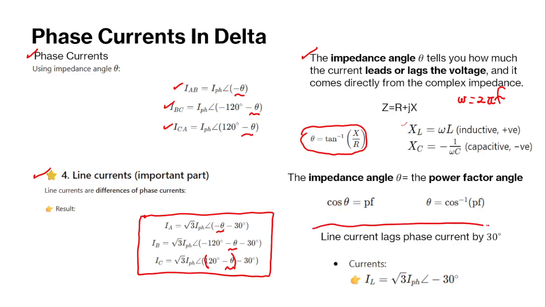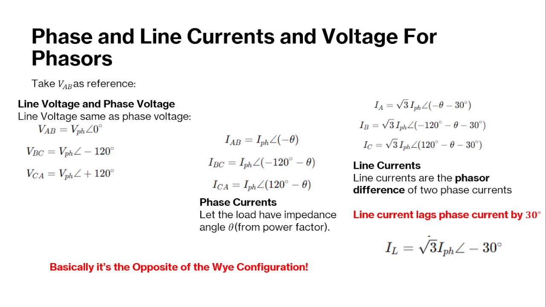And we went through this, which is the opposite for the star. For delta, the line current lags the phase current by 30 degrees. And for the Y, the line current leads the phase by 30 degrees. So anytime you're lagging, it's minus 30. So for delta, there's a minus 30 degree shift between the phase current and the line current. So that's the end of this part. Any questions so far? Cool. Nice.